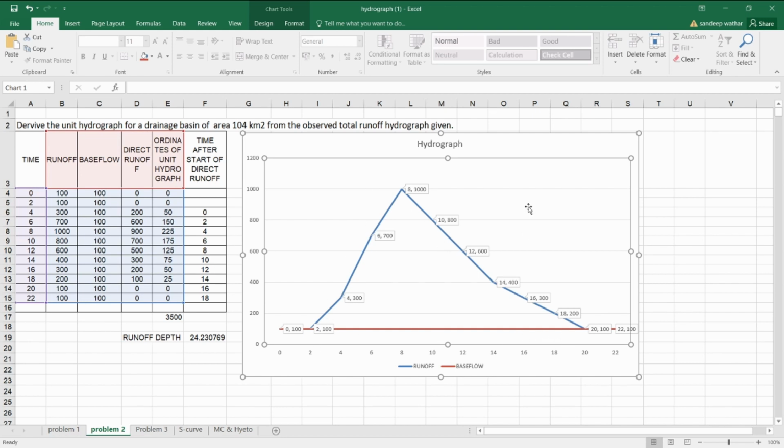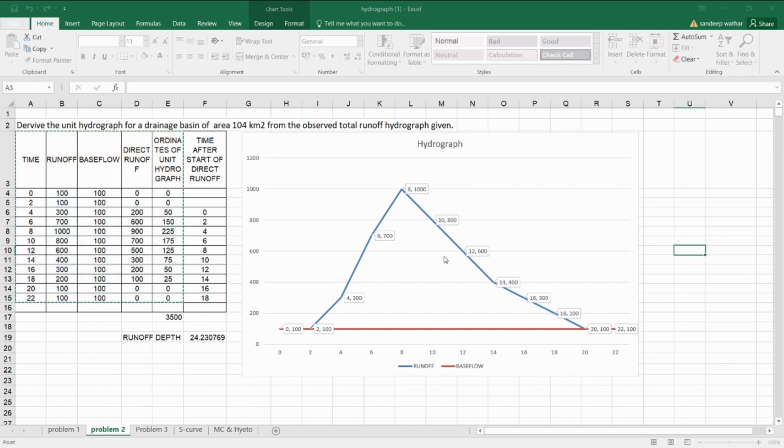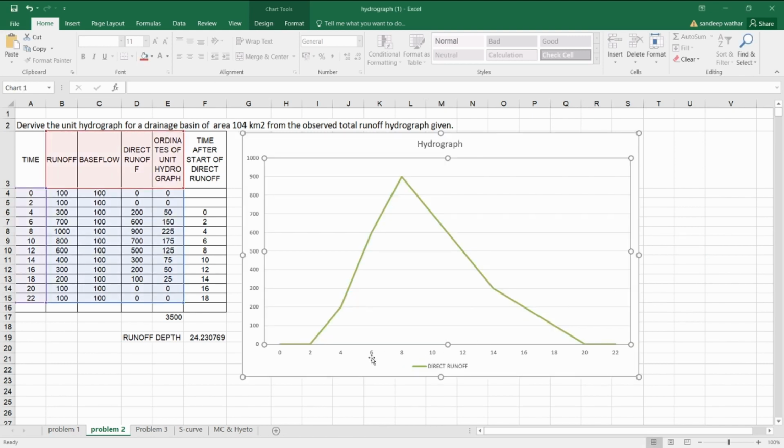Now the next thing I'll do is go to only the direct runoff hydrograph. I won't eliminate these two. I don't want base flow from the hydrograph, so I'm considering only direct runoff. From the direct runoff, as you can see, there is no base flow now. So how do I find the ordinates of the direct runoff hydrograph? Whatever the value of runoff was there, that runoff is deducted by the base flow.